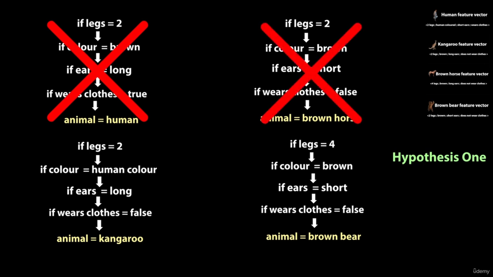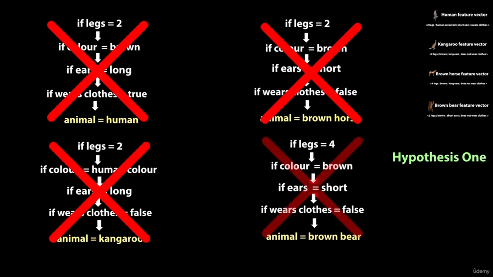A kangaroo is shown by the hypothesis to be human-colored, but according to the known feature vectors is brown, so this is wrong. And finally, a brown bear has four legs according to the hypothesis, when, according to the known feature vectors, it should in fact have two, so this is wrong. This model is incapable of correctly predicting any animal, which makes it 0% accurate.